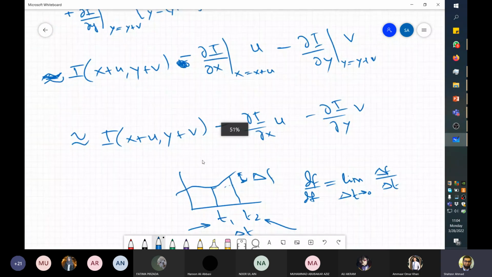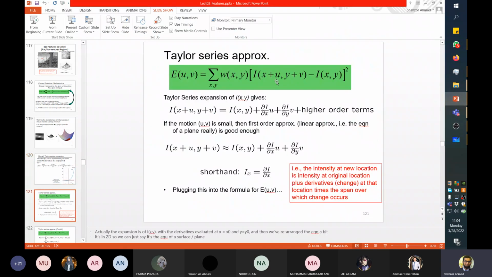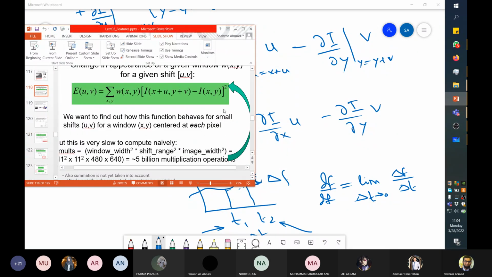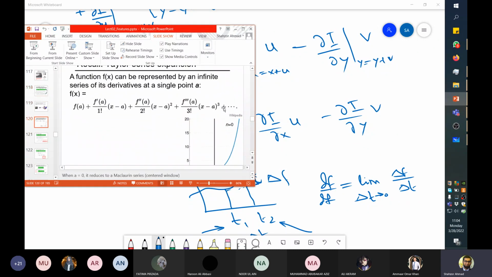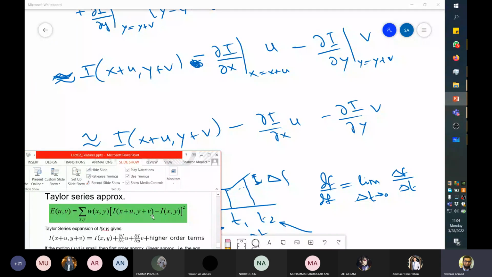Okay, so continuing, this is basically our Taylor series approximation for I x y, that is I x plus u, y plus v minus partial I by partial x times u minus partial I by partial y times v. When we plug this in place of I of x y here, then I of x plus u, y plus v will cancel with the I of x plus u, y plus v because it is being subtracted, and then we will be left with minus minus, which becomes plus, partial I by partial x times u plus partial I by partial y times v. Okay.